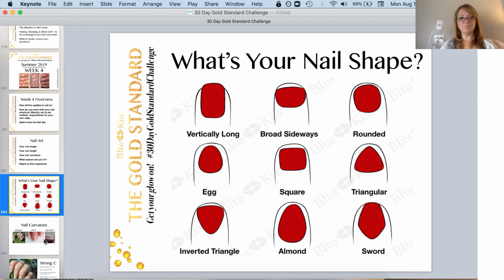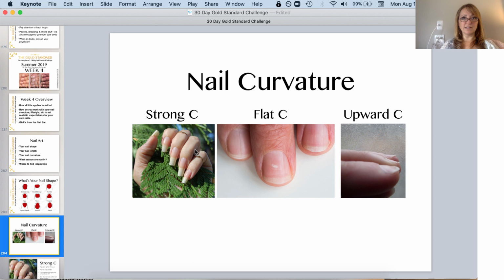So the next slide, nail curvature, is where the first recording went through. So we will transition over to that and go back to when Anna and I recorded it and all the information we shared there. Thanks.